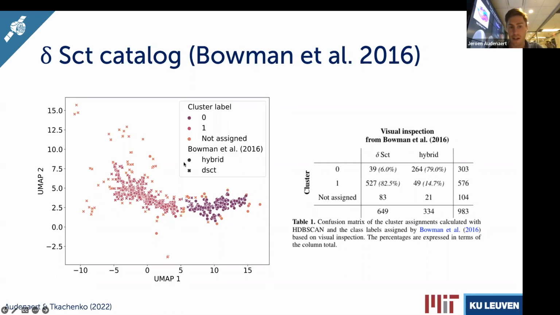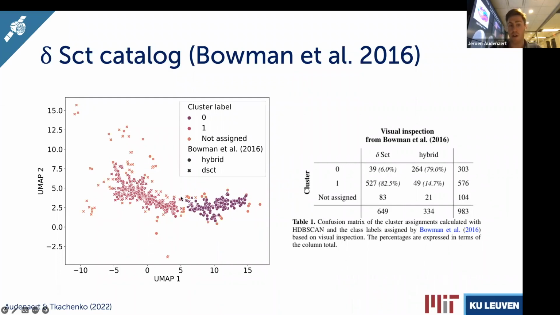And so the symbol shape, so it's a circle or a cross, actually indicates the labels that were assigned on a visual inspection by Bowman et al. But we did not really use this in our clustering itself. We only applied these labels afterwards to just visualize our results. And the colors is actually what we did, and that's based on the clustering algorithm HDBSCAN. And if we use that, we see that our algorithm is able to get an accuracy of about 82.5% for the delta Scuti stars, and about 80%, so 79% for the hybrid stars. So we can nicely distinguish between these two types of star in a completely unsupervised way.